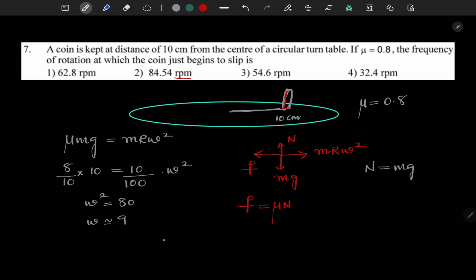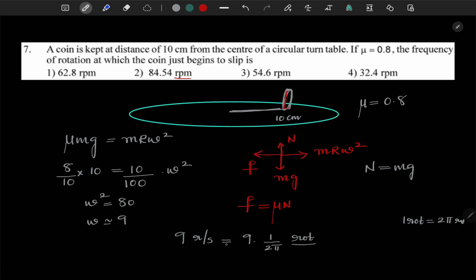Omega is 9 radians per second. So 9 into 1 radian. See, one rotation is how many radians? One rotation is 2 pi radians, right? So 1 radian can be written as 1 by 2 pi rotation. If you multiply 9 with 1 by 2 pi, you are going to get rotations.